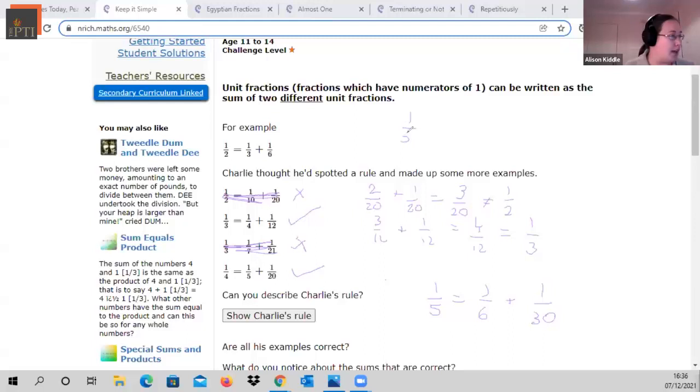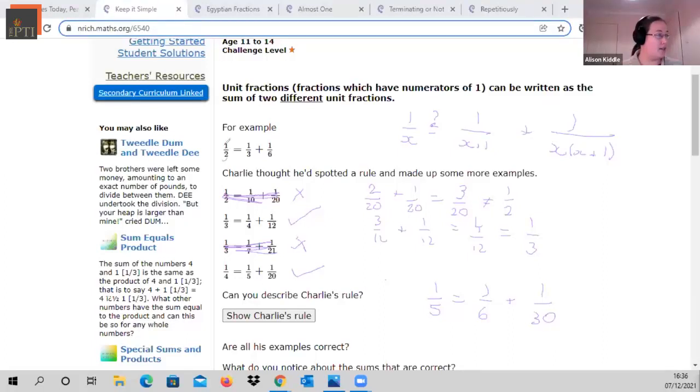So it's 1/x equals, and this is not standard notation, but I like it, an equals with a question mark over it to say, does this always equal 1/(x+1) plus 1/(x(x+1))? So this follows the pattern of the ones that we've had so far that worked.